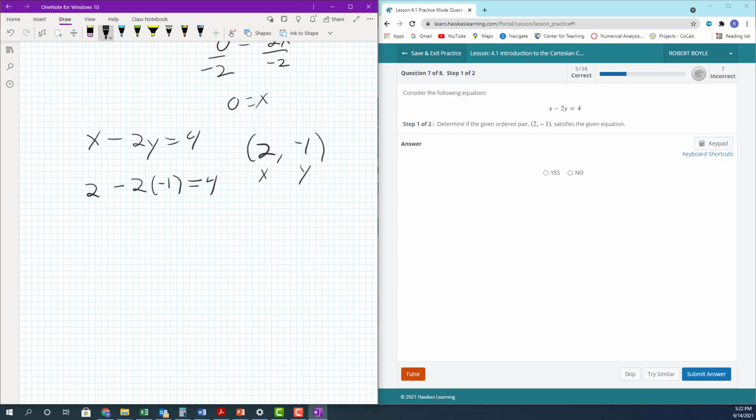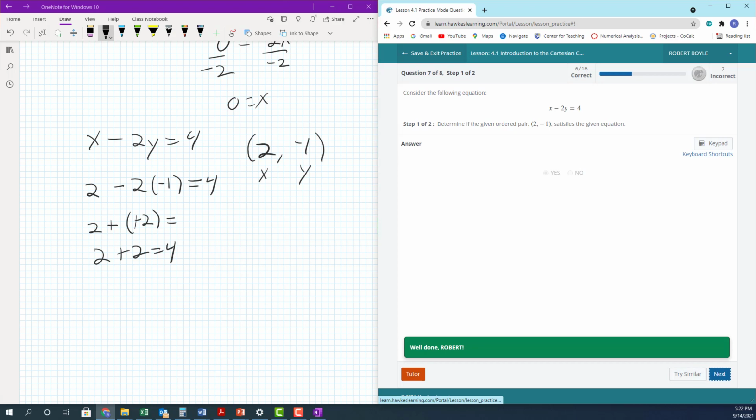Let's go ahead and simplify. 2 times negative 1 is negative 2. So this is going to be 2 minus negative 2. Well, subtraction of a negative number is the same thing as addition. We can just change the signs and add. And that will give us 2 plus 2, which is indeed equal to 4. So we can come over here and click yes. Okay? And we can submit our answer, and lo and behold, we are right.